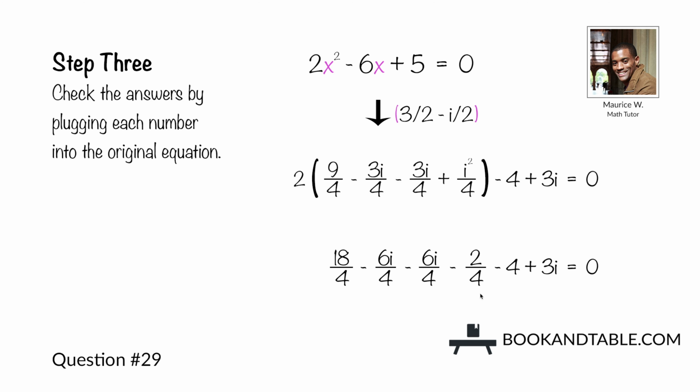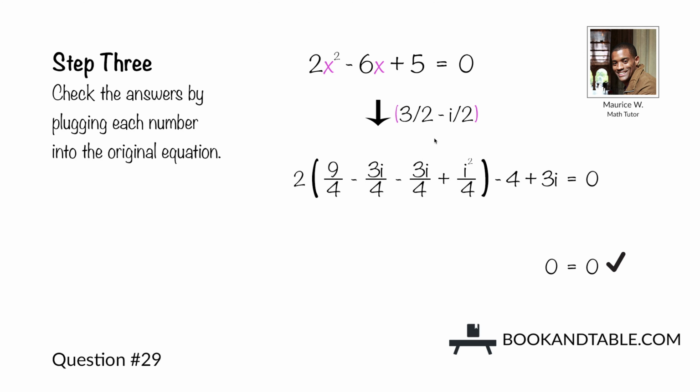And now we simplify this even further. 18 over 4 minus 2 over 4 will give us 16 over 4. And negative 6i over 4 minus 6i over 4 will give us negative 12i over 4. Negative 12i over 4 is equal to negative 3i. 16 over 4 is equal to 4. Negative 3i and positive 3i cancel each other out. And 4 minus 4 is equal to 0 as well, giving us 0 is equal to 0, thus confirming that x does equal 3/2 minus i over 2.